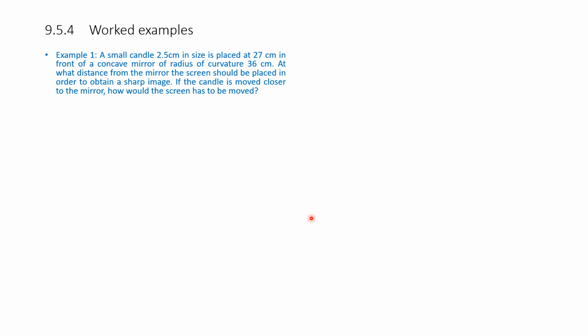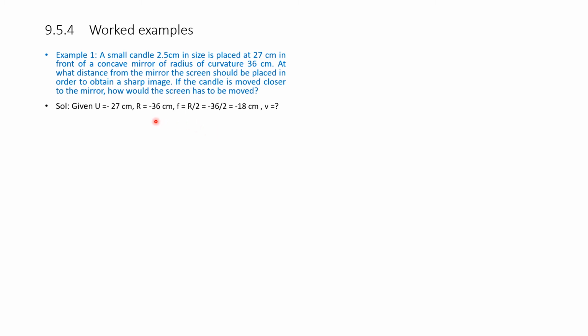A small candle 2.5 centimeter in size is placed at a distance 27 centimeter in front of a concave mirror. Note here, the concave mirror's radius R is 36 centimeter. H is 2.5 centimeter and U is 27 centimeter. At what distance from the mirror should the screen be placed in order to obtain a sharp image? If the candle is moved closer to the mirror, how would the screen have to be moved?